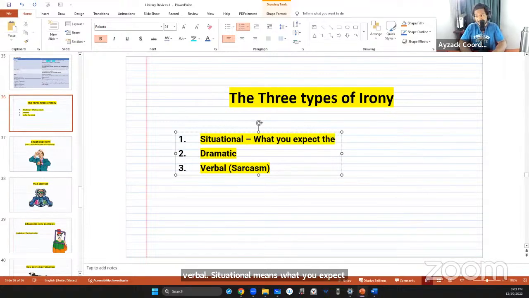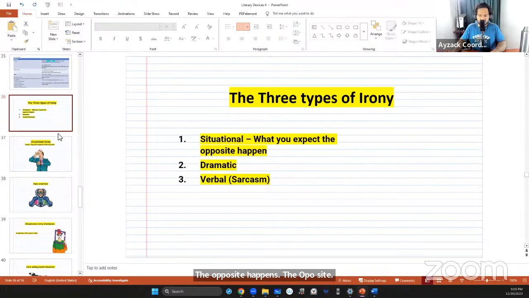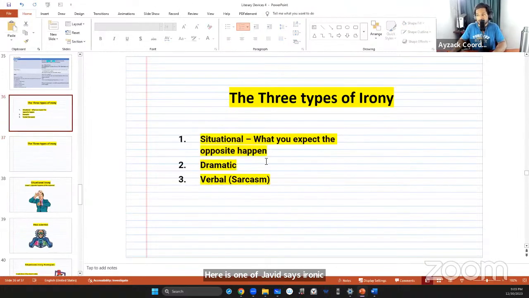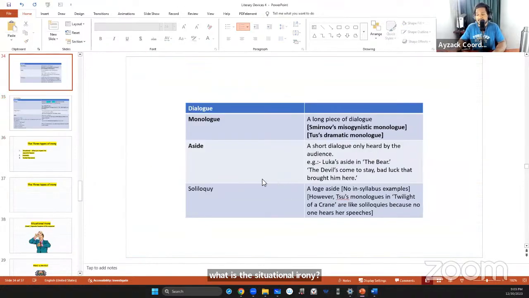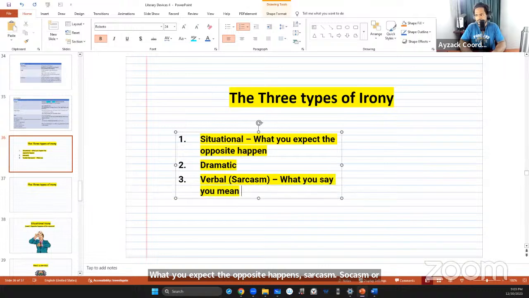The opposite happens. Here's a story about irony. Here is one of Javed Sir's ironic stories. So what is situational irony? What you expect, the opposite happens. Sarcasm or verbal irony means what you say, you mean the opposite.